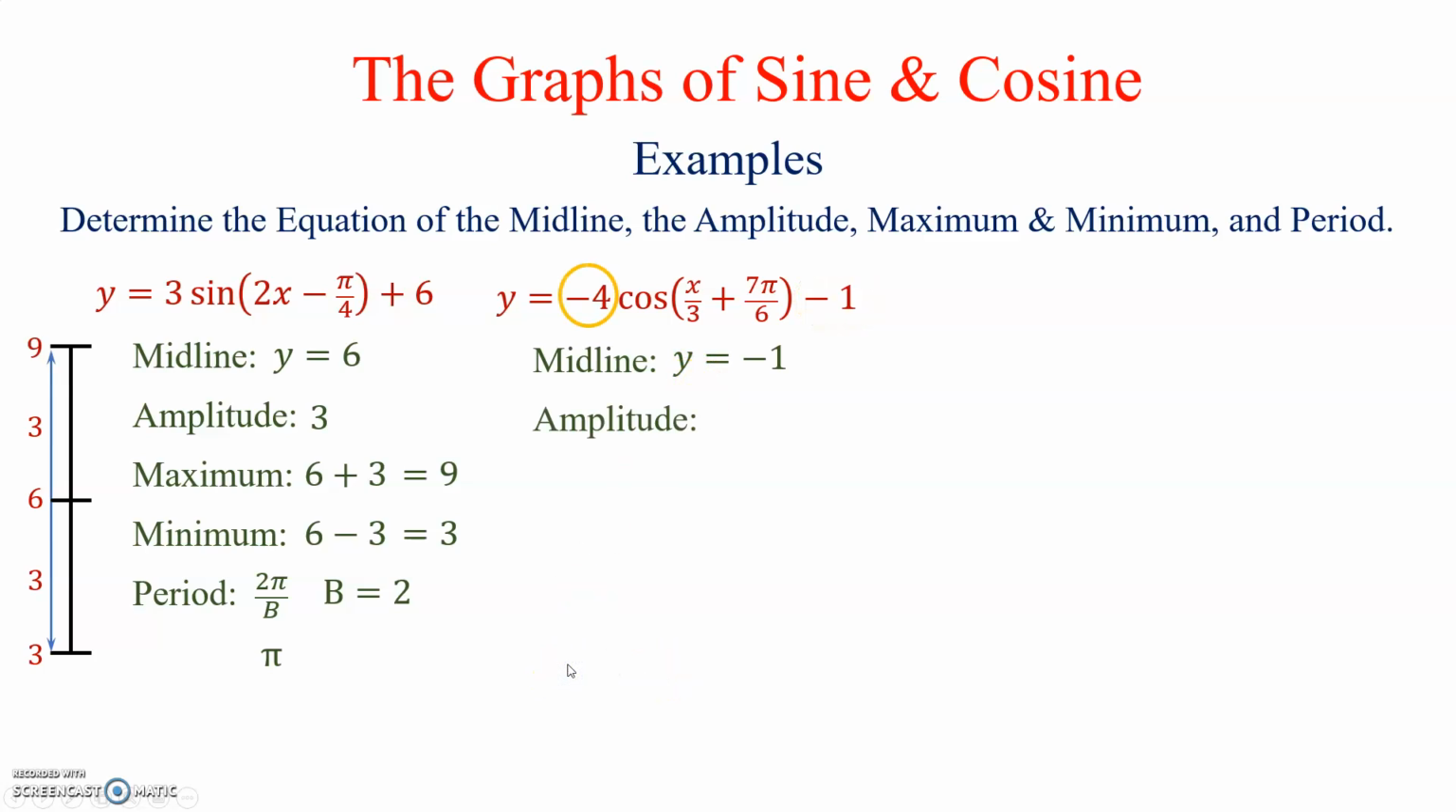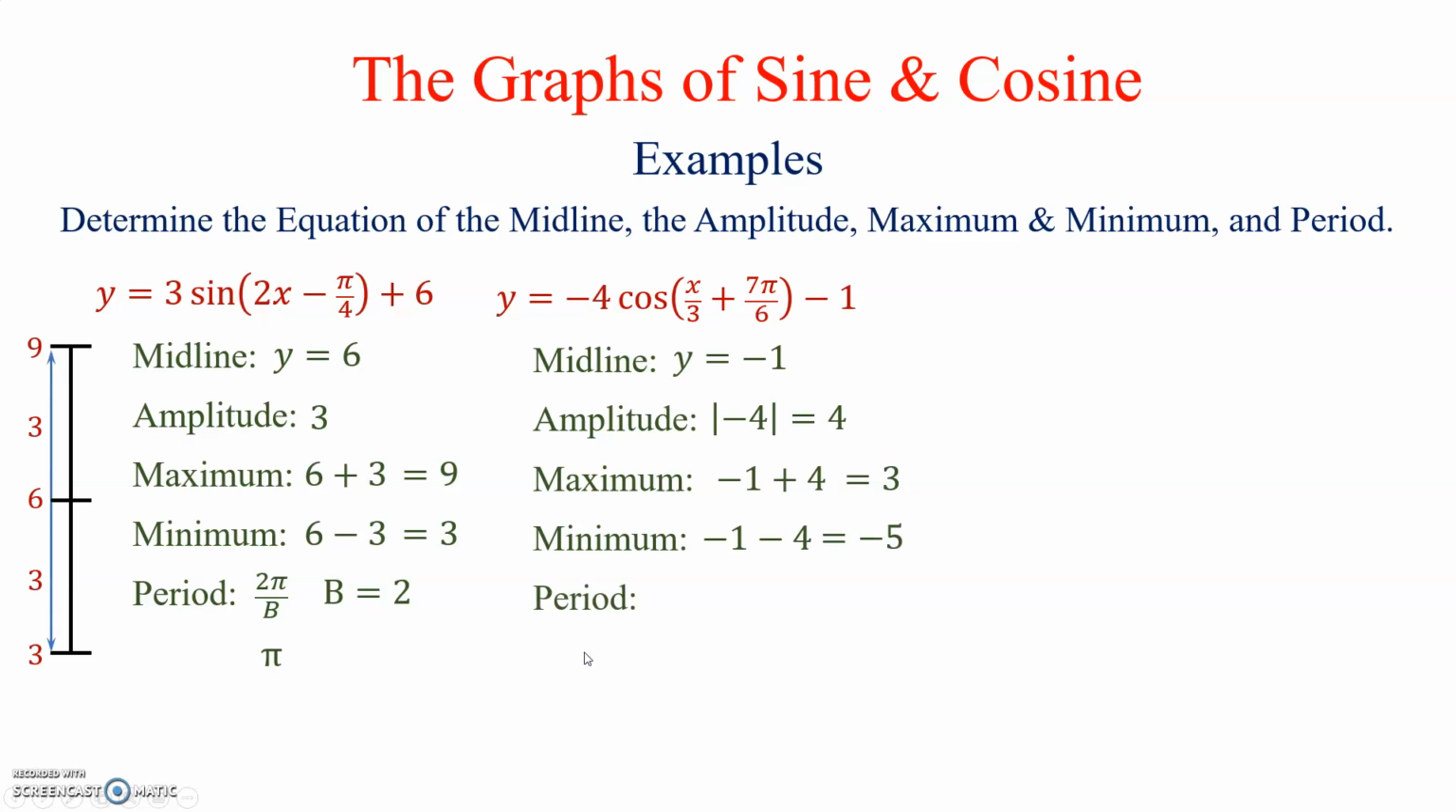Amplitude. Well, the amplitude is our a, but it's always the absolute value because the amplitude is a distance. So the distance is 4. The negative, if you recall, just lets us know that at some point the entire picture will reflect. Maximum, again, the midline plus the amplitude, so negative 1 plus 4 puts us at 3. And the minimum is the midline minus the amplitude, which puts us at negative 5.